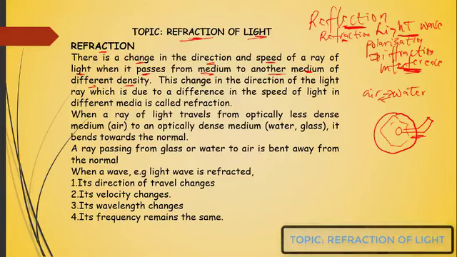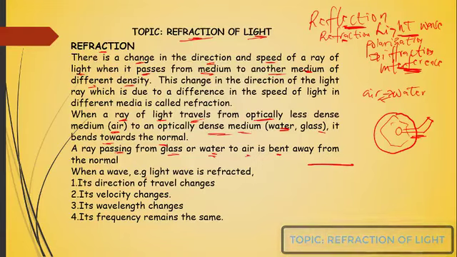So like I was trying to say, when a ray of light travels from a medium that is optically less dense, such as air, to a medium that is more dense, such as water or glass, that particular ray of light tends to bend. Also, a ray of light passing from glass to water, from a more dense medium to a less dense medium, is bent away from the normal, which makes the ray of light look much straighter.